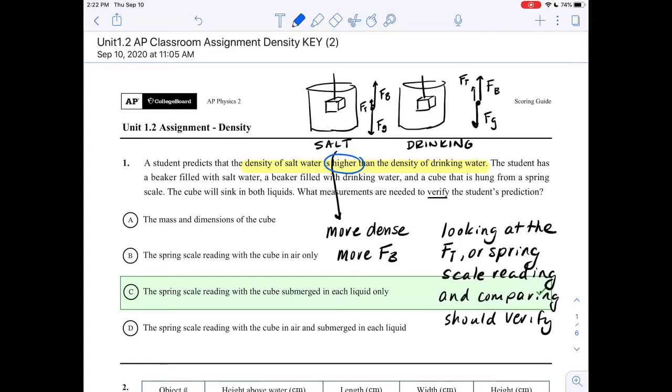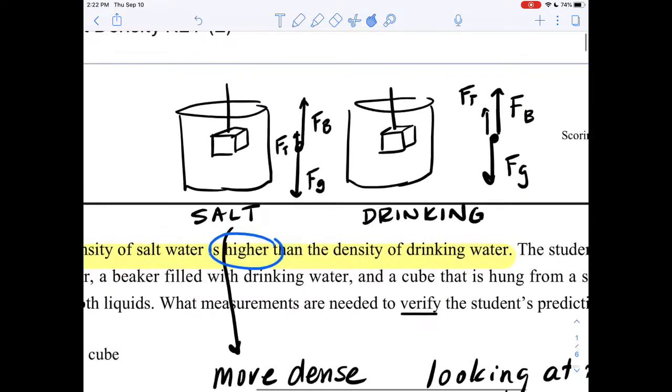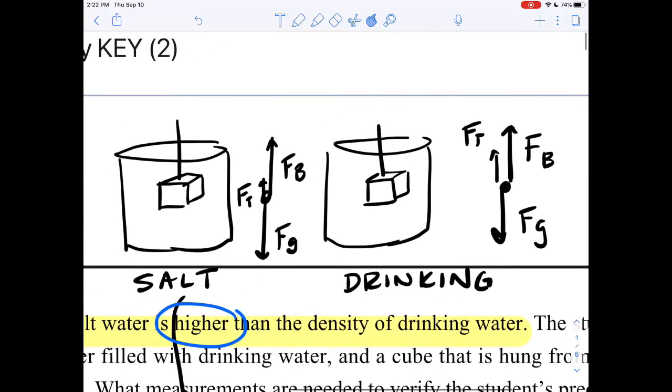The cube will sink in both liquids. What measurements are needed to verify the student's prediction? So I drew a force diagram here, and the salt water is denser. And if the salt water is denser, that means that this buoyant force is going to be greater in the salt water, making the tension force, and this tension force is what the scale reads, that's going to be less as compared to the drinking water. The buoyant force is less.